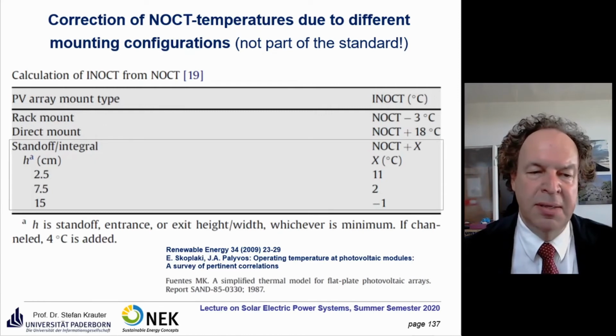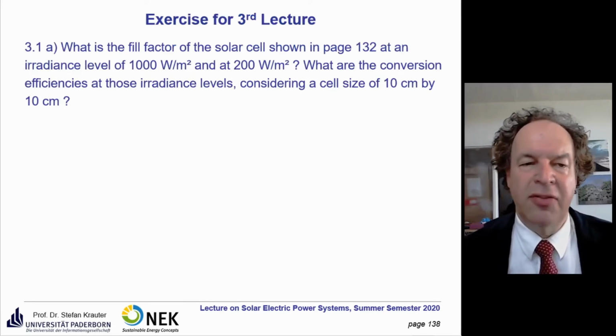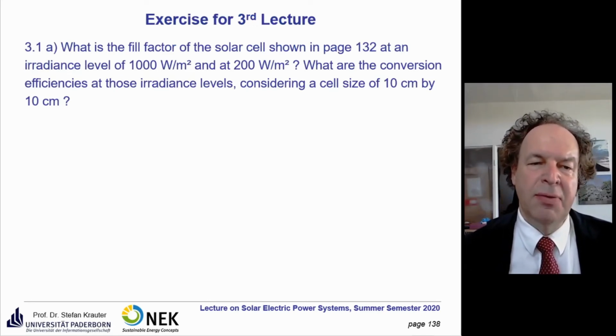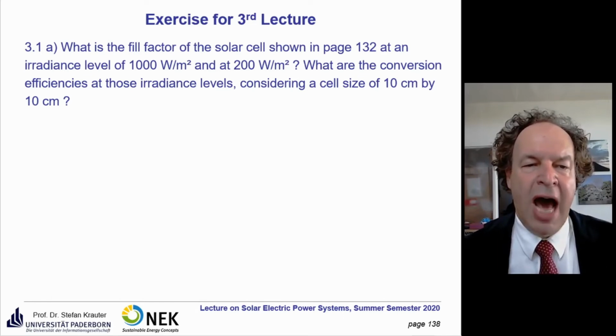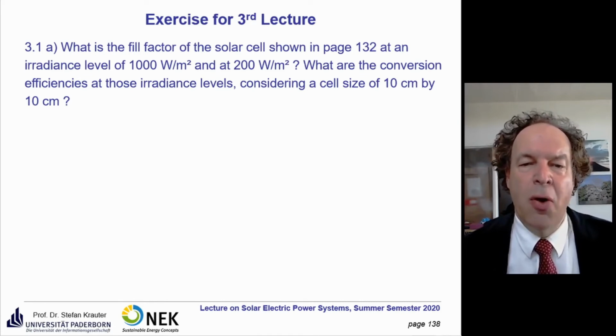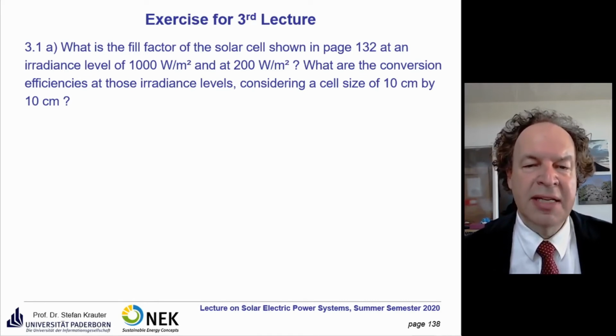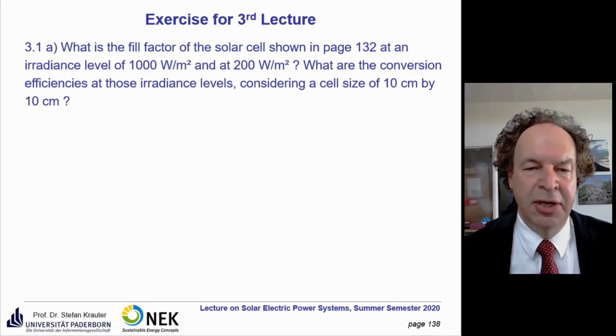So here you see that. This will also be part of the exercise, but the first part of the exercise will be that we want to know what is the fill factor of the solar cell shown on page 133 at an irradiance level of 100 watt per square meter and of 200 watt per square meter. This was the page with a lot of yellow curves at different irradiance levels. The next question is also, what are the conversion efficiencies at those irradiance levels if you consider a cell size of 10 by 10 centimeters, that means 100 square centimeters.